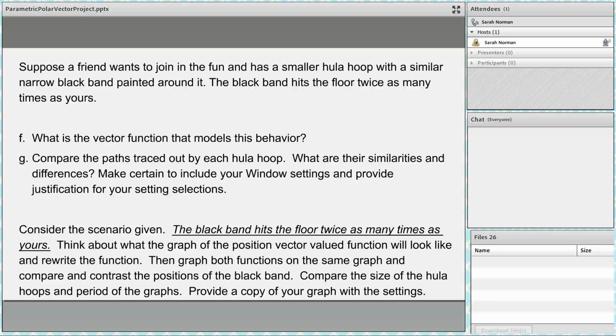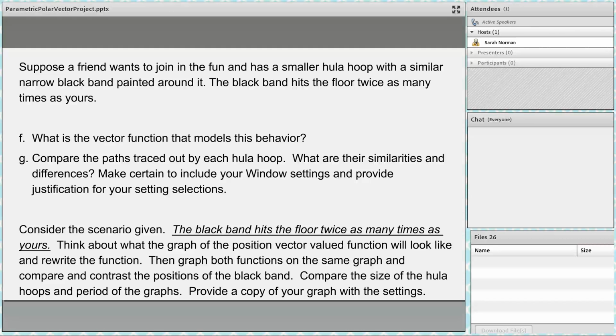Okay, so now I think this is going to be much easier than the previous parts. But suppose a friend wants to join in the fun and has a smaller hula hoop with a similar narrow black band painted around it. The black band hits the floor twice as many times as yours. So part F is, what is the vector function that models this behavior? So once again, you're going to be writing the vector valued function.